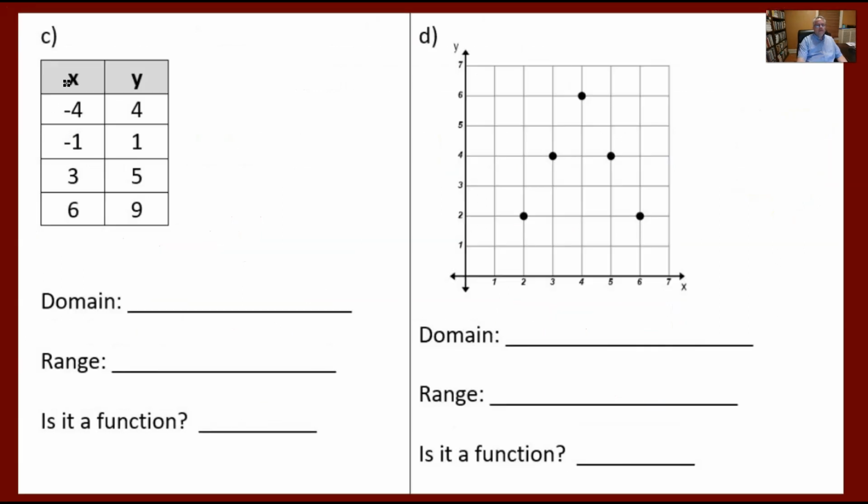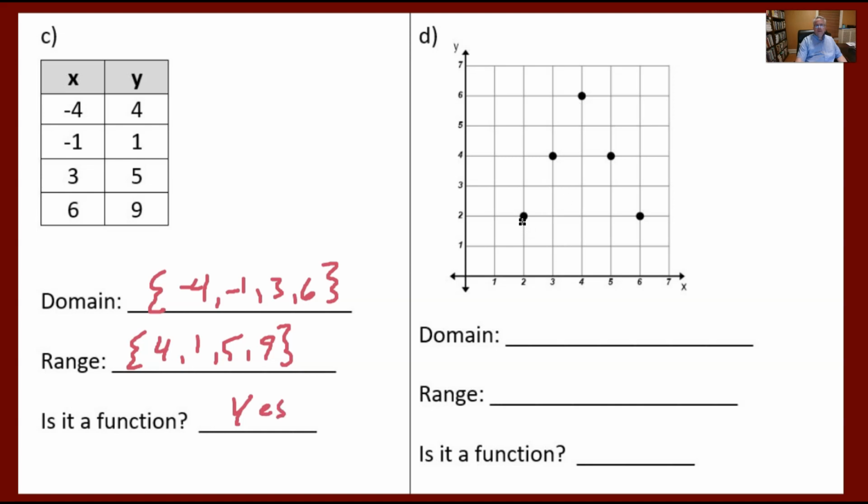Okay, tables make it really easy for us. The domain is a set of x values. So -4, -1, 3, and 6. There were no repeats. The range is a set of y values: 4, 1, 5, 9. Is it a function? Yep. No input got used more than once.